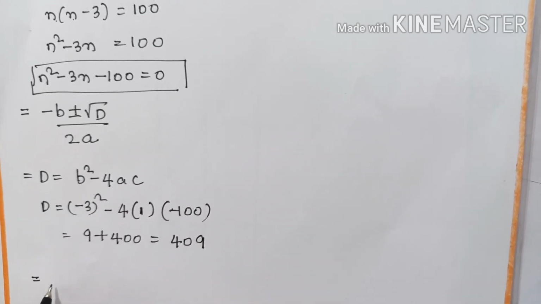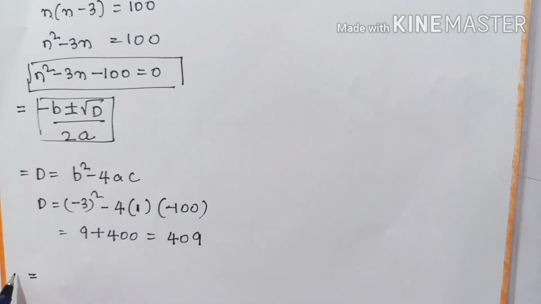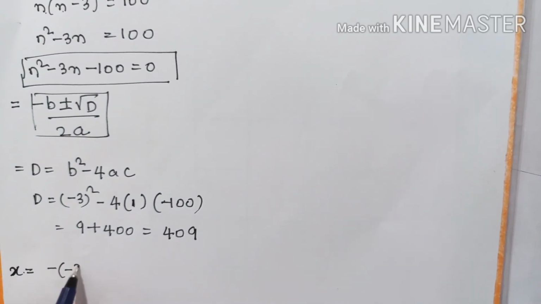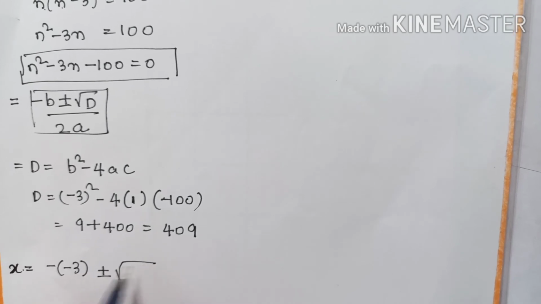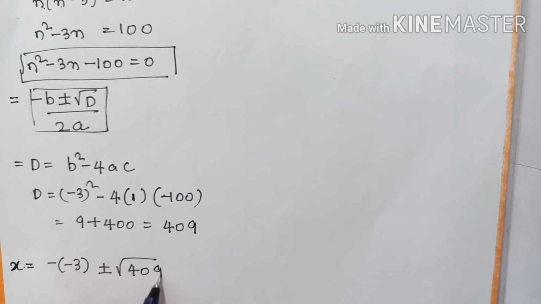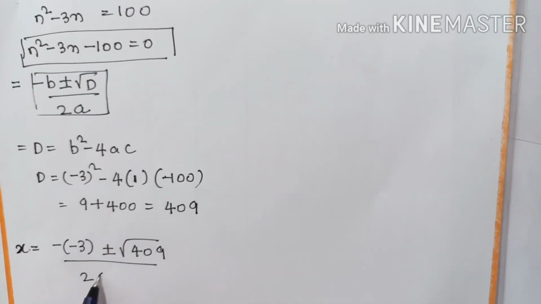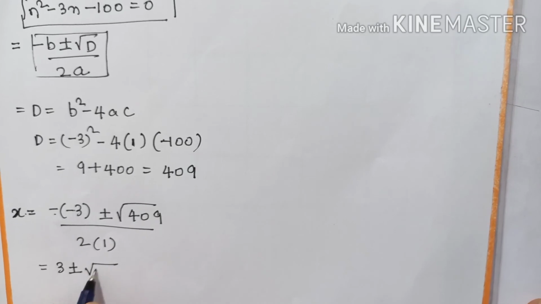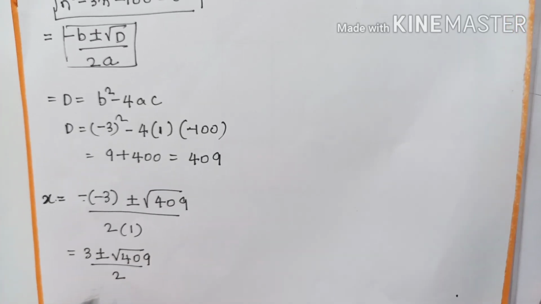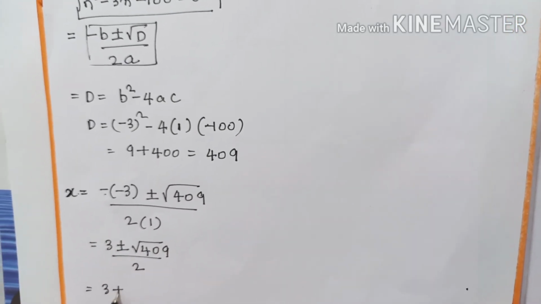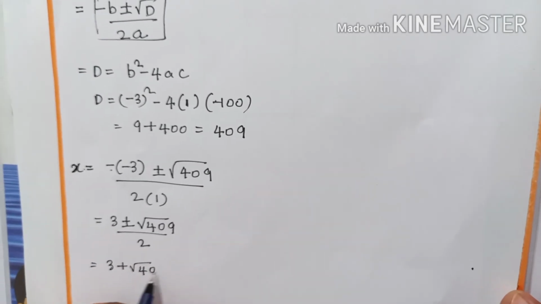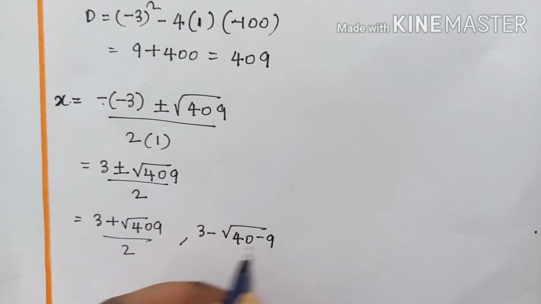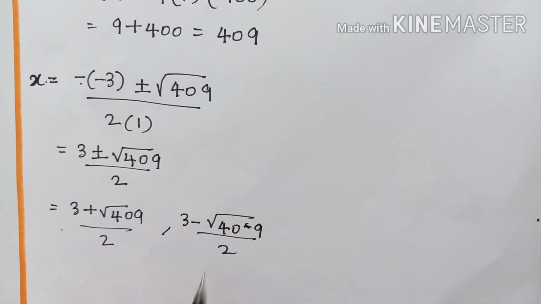So substituting in the above formula, x equals minus b, where b is minus 3, so minus of minus 3, plus or minus under root d, where d we got as 409, by 2 into a, where a is 1. Minus of minus 3 is plus 3, so we have 3 plus or minus root 409 by 2. Here we have got 3 plus root 409 by 2 and 3 minus root 409 by 2. We have got the two terms but no real values.